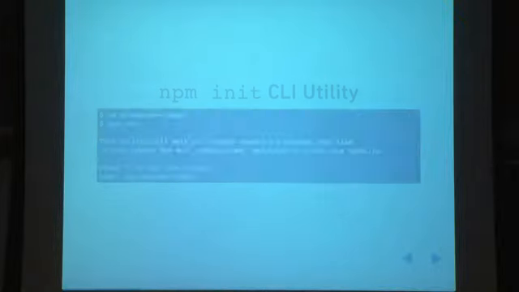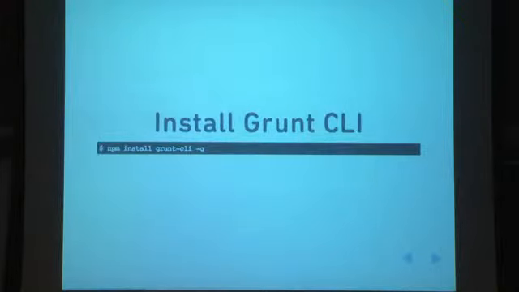The other thing you're going to need is the actual command line interface. So all you need to do is run npm install grunt-cli, and that -g means install it so that it's available on my path. So all you need to do is run grunt, and it will go find that. And then it's available globally.